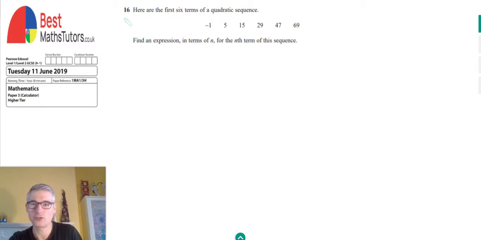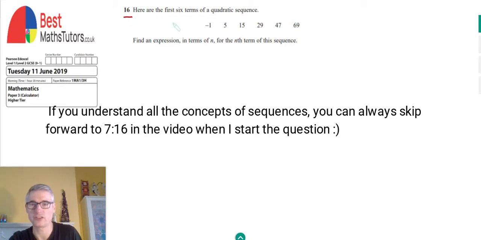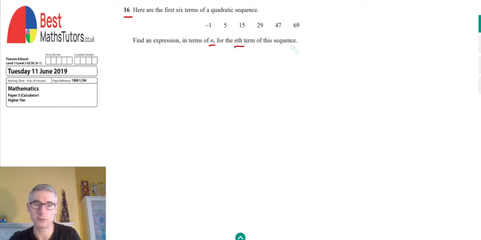So we're on question 16, and what it tells us is here are the first 6 terms of a quadratic sequence. So the -1, 5, 15, 29, etc. And we've got to find an expression in terms of n, the nth term of this sequence. So some of these can be quite difficult. First of all, in understanding what does it mean by the nth term, and what do we mean by quadratic sequence as well. So we could look at what a sequence actually means first of all before tackling the question.